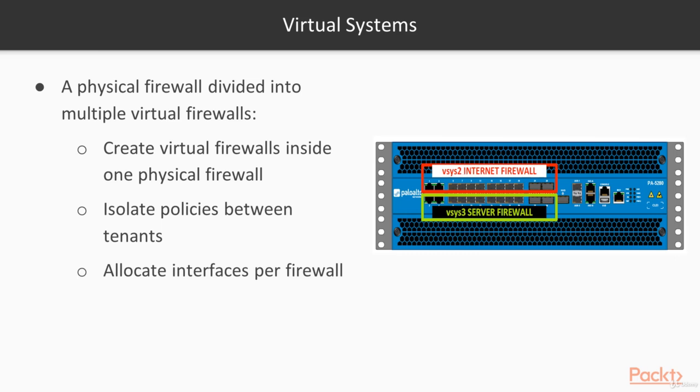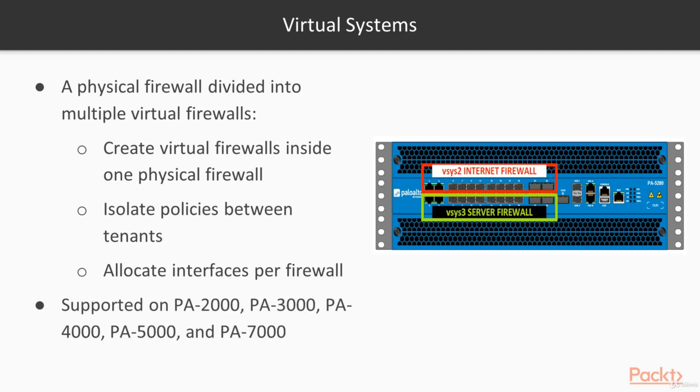So like I mentioned, I can create a virtual firewall inside one physical firewall. So I can allocate a set of ports for one firewall and then another set of ports for the other one. I can isolate policies. So if I want to make my policy table shorter or cleaner, I can do that by allocating to completely different firewall instances inside my physical firewall.